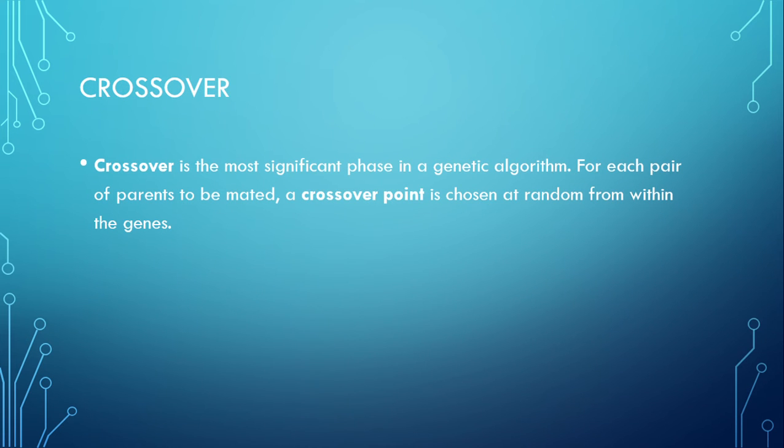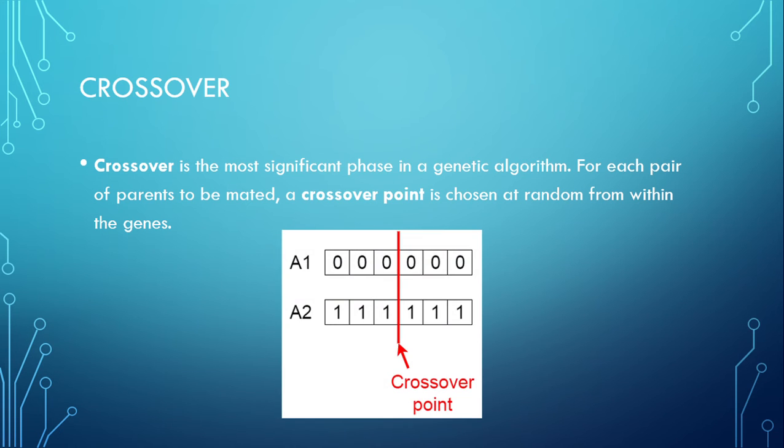Talking about crossover, crossover is the most significant phase in a genetic algorithm. For each pair of parents to be mated, a crossover point is chosen at random from within the genes. This is an example of crossover. The point is chosen at point 3. For example, if parent 1, A1, has 0, 0, 0, 0, 0, 0 and A2 has all ones, I chose a random point and that is 3.